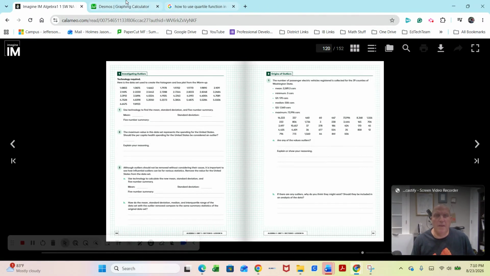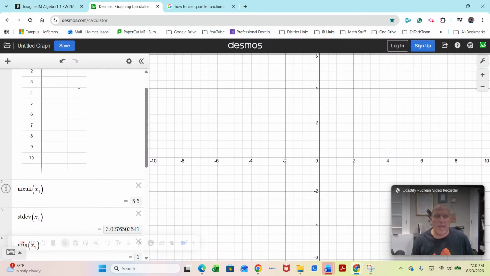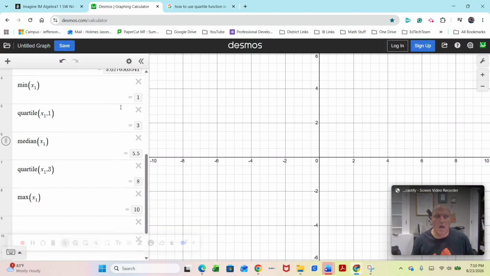So if I come onto Desmos right here, you can see my original data set that we used before. And you can see 1, 2, 3, 4, 5 numbers. Now pay attention, we have the minimum, the median, and the maximum. And you can see that all of those are regular font. They're not italicized, which means you can type these in exactly the way that you see them here.